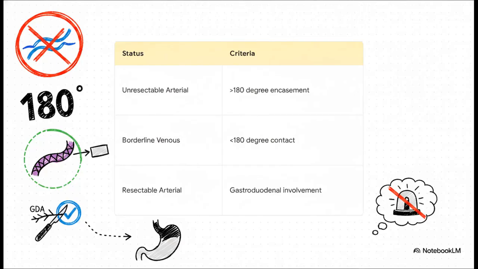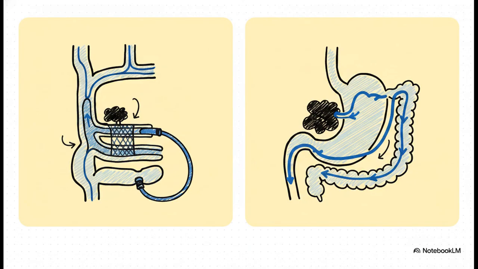To put that into perspective, there's a massive difference between arterial and venous involvement here. Like we just said, arterial encasement over 180 degrees is a total no-go. But venous involvement, say less than 180 degrees of contact with a portal vein or superior mesenteric vein, is actually considered borderline resectable, simply because those veins can be reconstructed. Oh, and if the gastroduodenal artery is involved, that's totally fine, since we routinely ligate that during a standard Whipple anyway. But what if the disease is completely unresectable?